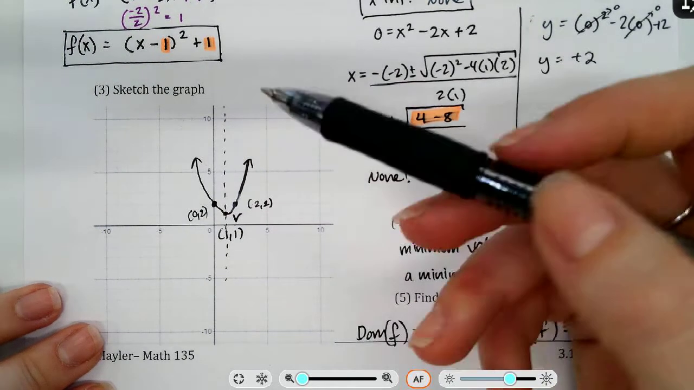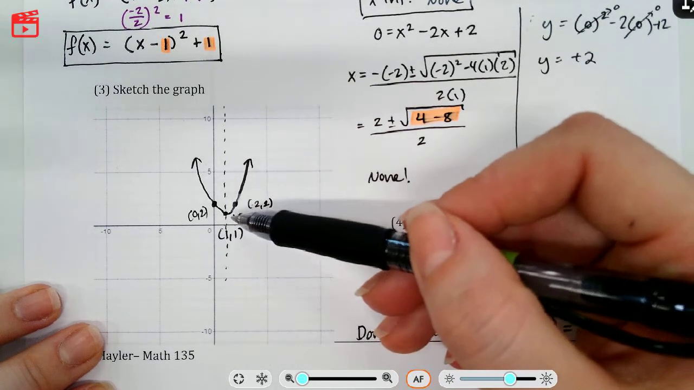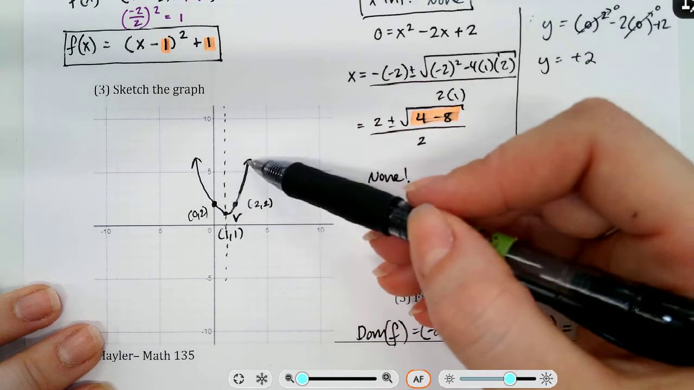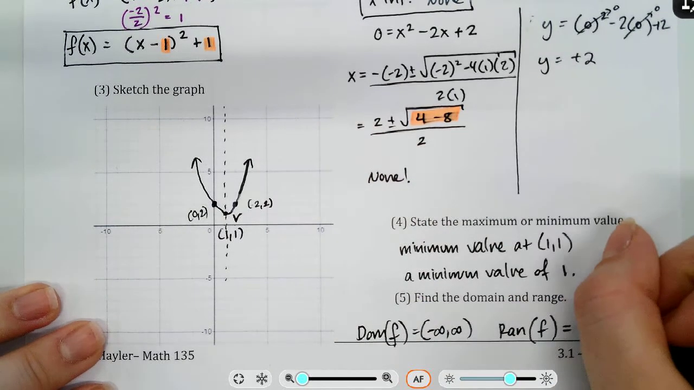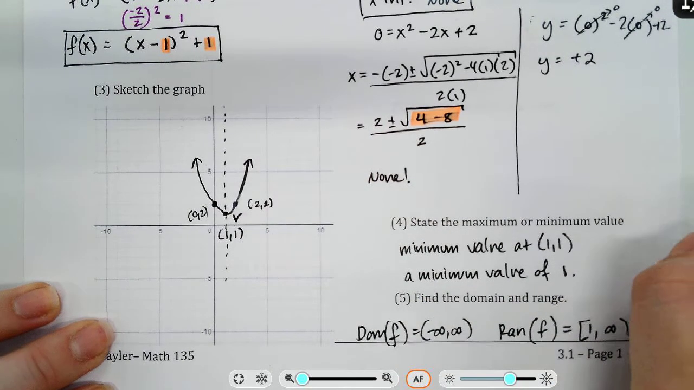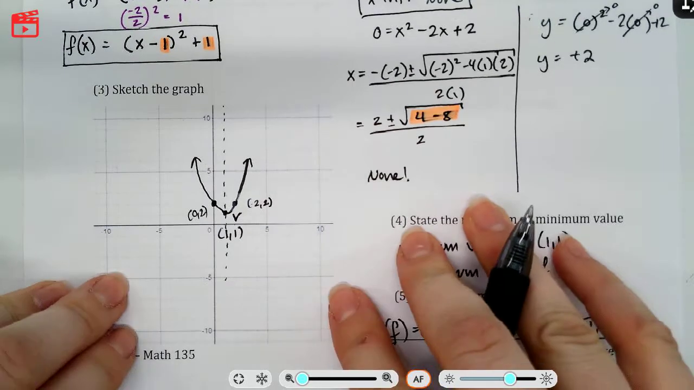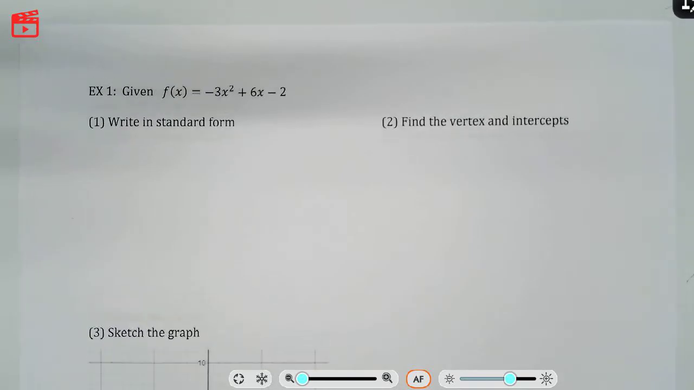Well, the range, we start at our lowest y value, which is 1, and then we go on till our highest y value, which is actually going to be, well, these go on forever, so it's actually going to be positive infinity. So we start at 1, and we go to positive infinity. All right, not too bad. One more example, and then that is it for section 3.1.